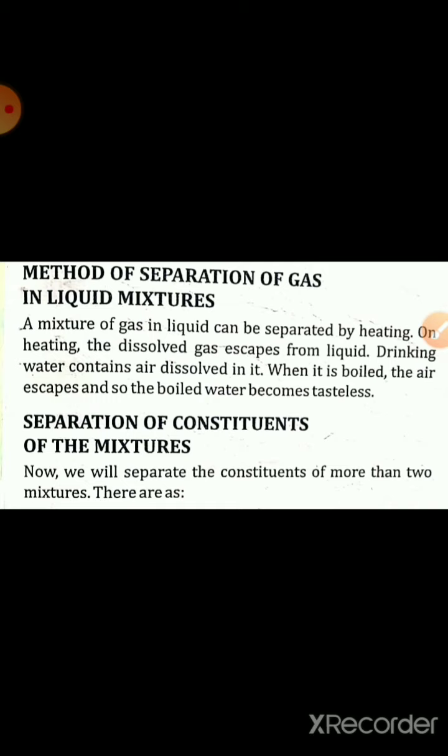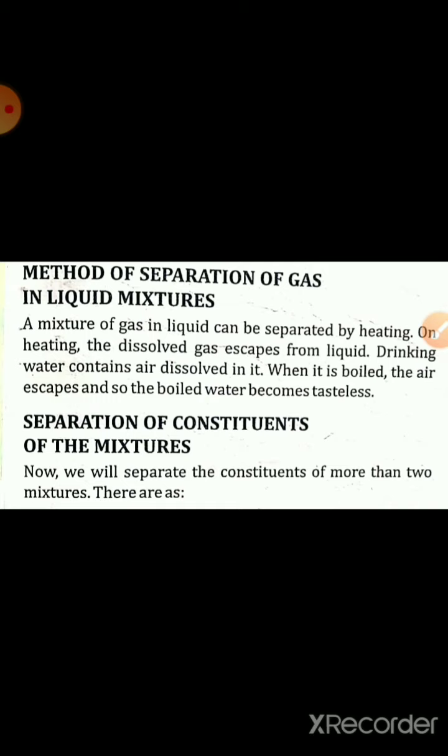In our normal life also, if we boil water, what happens? The boiled water becomes tasteless, whereas drinking water has a taste. Do you know why? I have already said that drinking water contains air dissolved in it. When we boil water, the dissolved air escapes from the water, so the boiled water becomes tasteless.